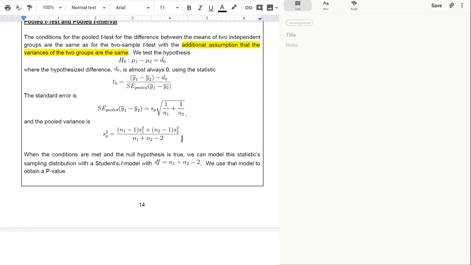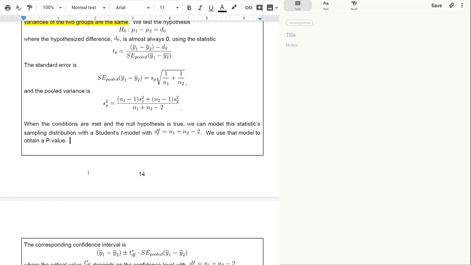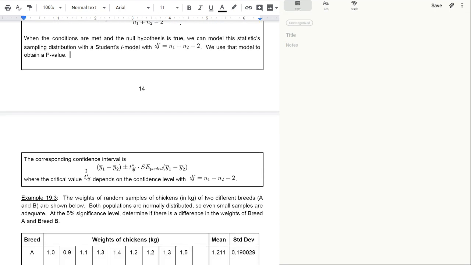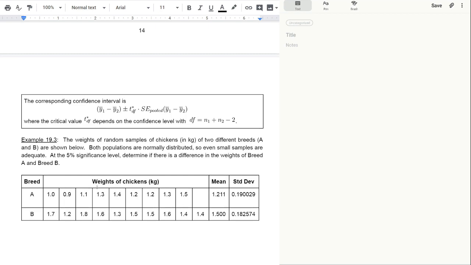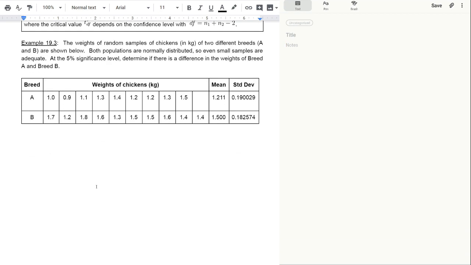So the sampling distribution model that we will use is going to be a t-distribution, and the way that we find the degrees of freedom is by n1 plus n2 minus 2. So we can use our model to obtain the p-value for the test. And again, if we want to find a confidence interval, we'll be looking at using a pooled standard error for calculating the margin of error. Okay, so let's have a look at an example of a pooled t-test.